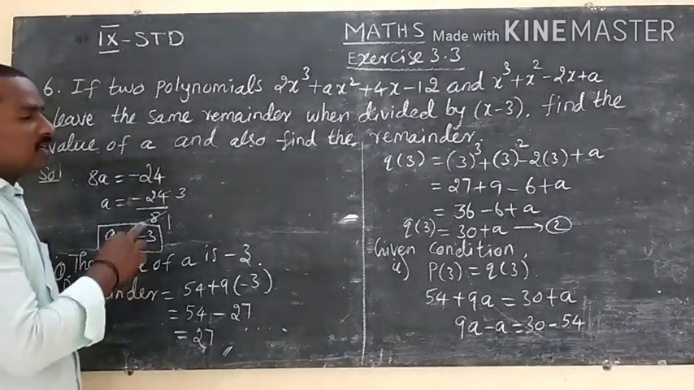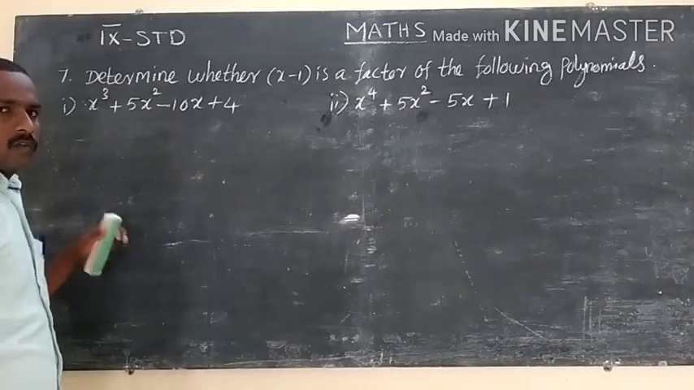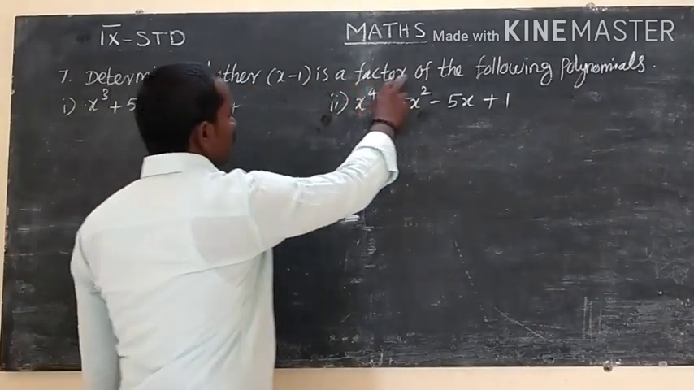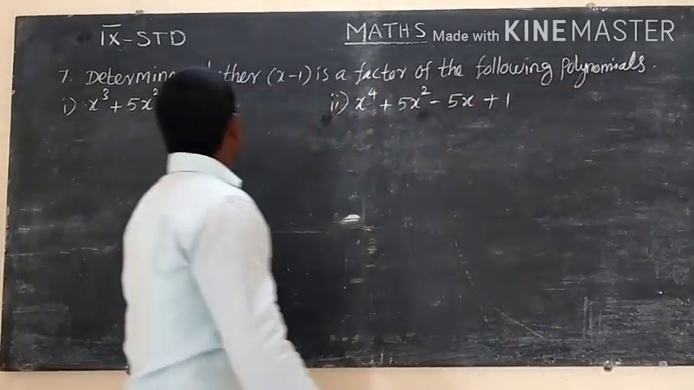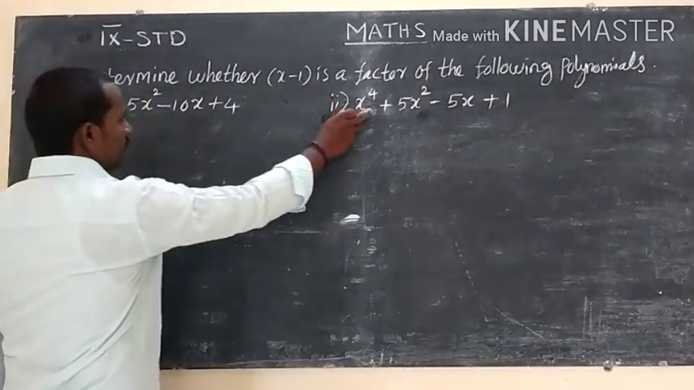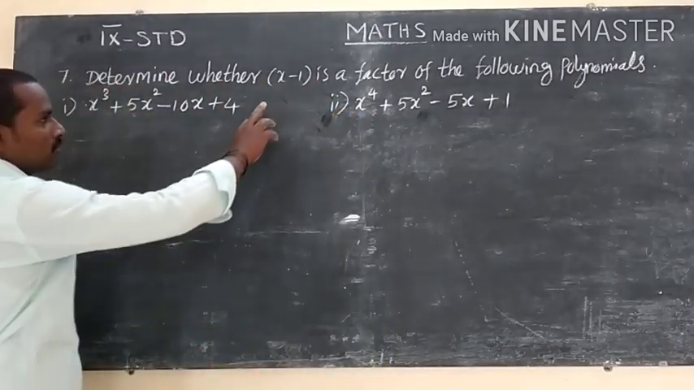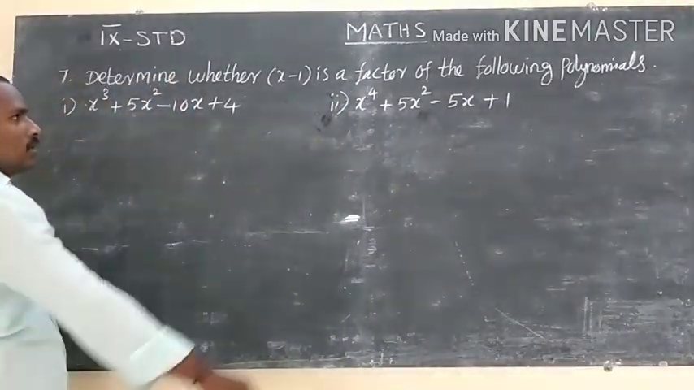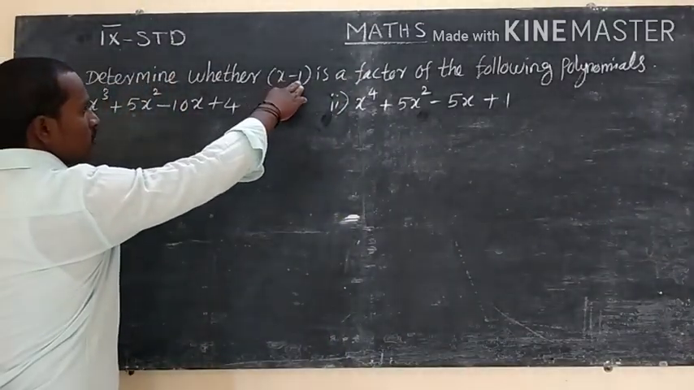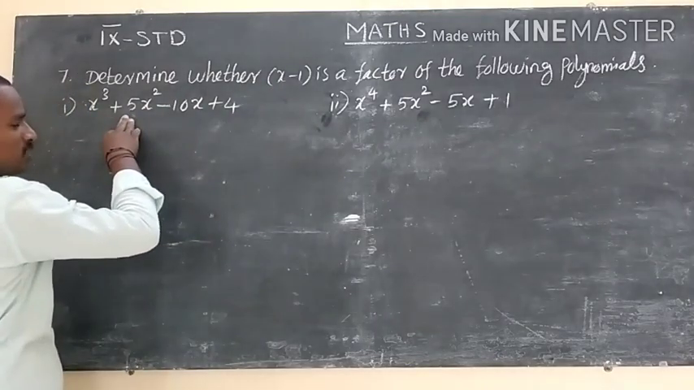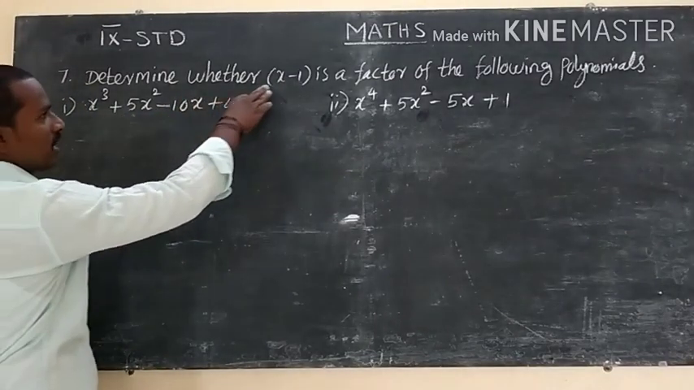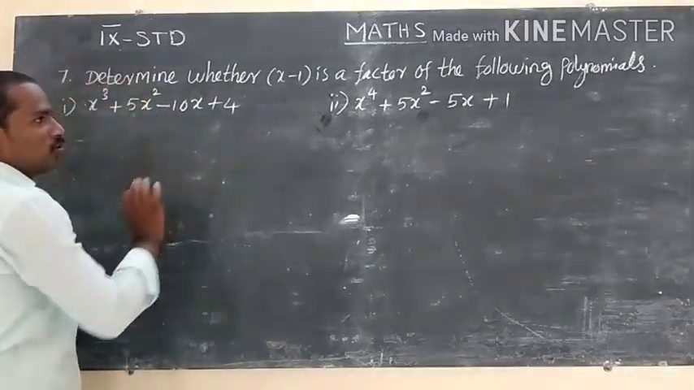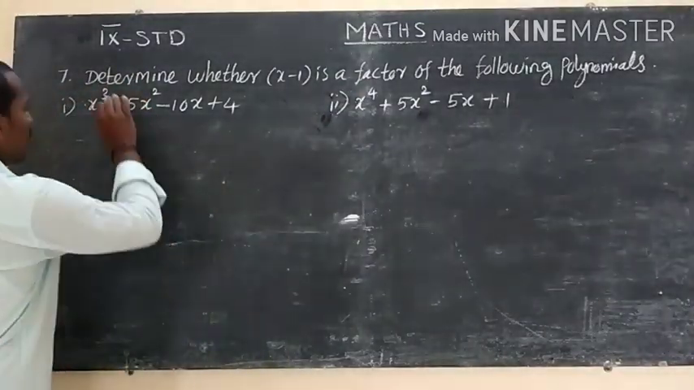Okay, have you understood the explanation? Okay, next, some other question. Determine whether x minus 1 is a factor of the following polynomials. How to determine whether x minus 1 is a factor of the polynomial? Suppose x minus 1 exactly divides this polynomial, then it is a factor of the given polynomial. That means the remainder is 0. Okay, this is the method.